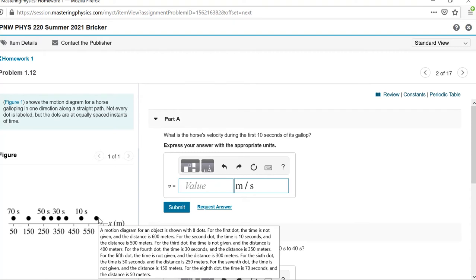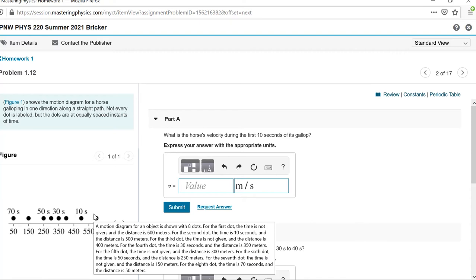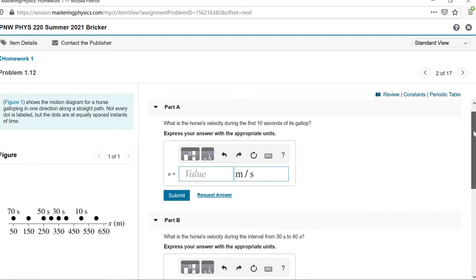After 10 seconds, there's a little bit of information when I hover above this dot. Now we go to this dot. This is 10 seconds. So they're asking about the first 10 seconds. So we started at 600. We ended up at 500. And this took 10 seconds. So we can figure out the displacement for that. We'll do that in just a moment.